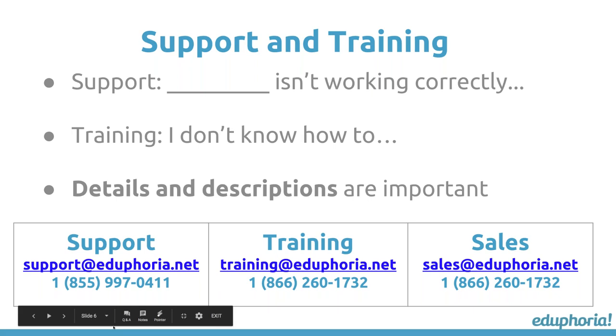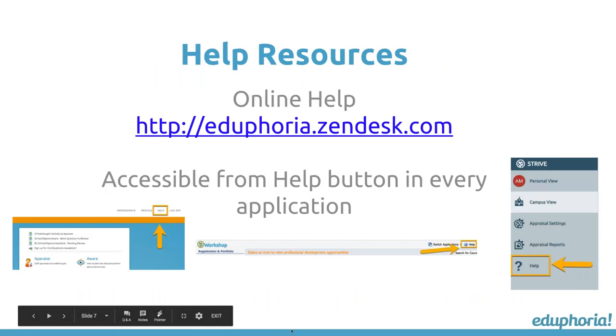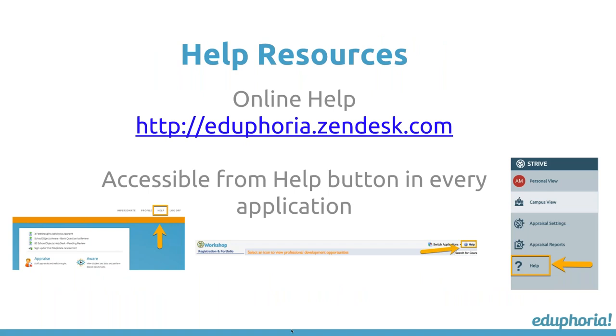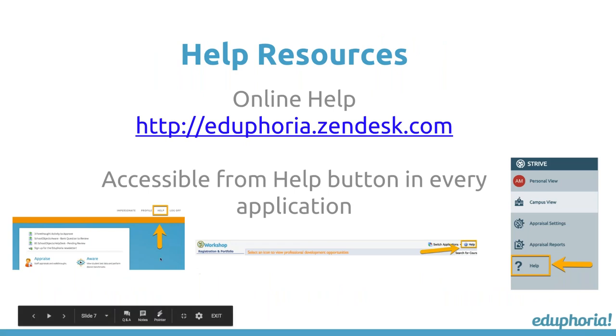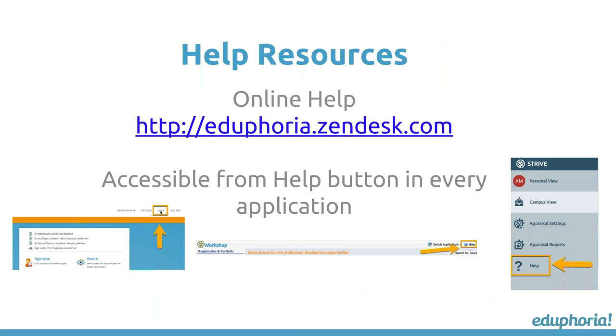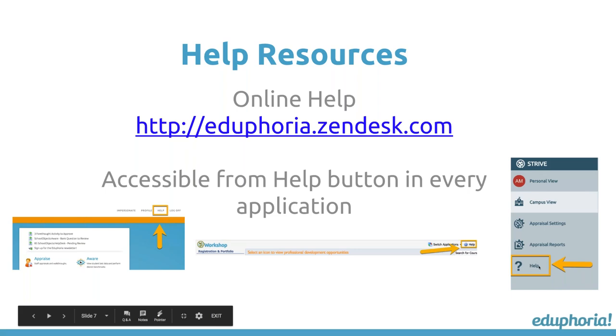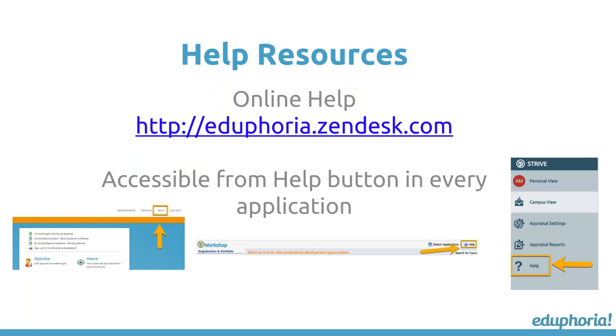Another area where you can get help is through our help resources. We use a tool called Zendesk, and you can access help. It's kind of small on the screen, but when you first log into Eduphoria, there's the help button at the very top of the screen. When you're in any of the applications other than Strive, the help button is on the far right at the top of the screen. In the Strive application, it's actually on the left. It's funny, as we do training, sometimes I'll tell people we want to go to help, and I'll reach over to the right with the mouse and then remember I have to go way over to the left.